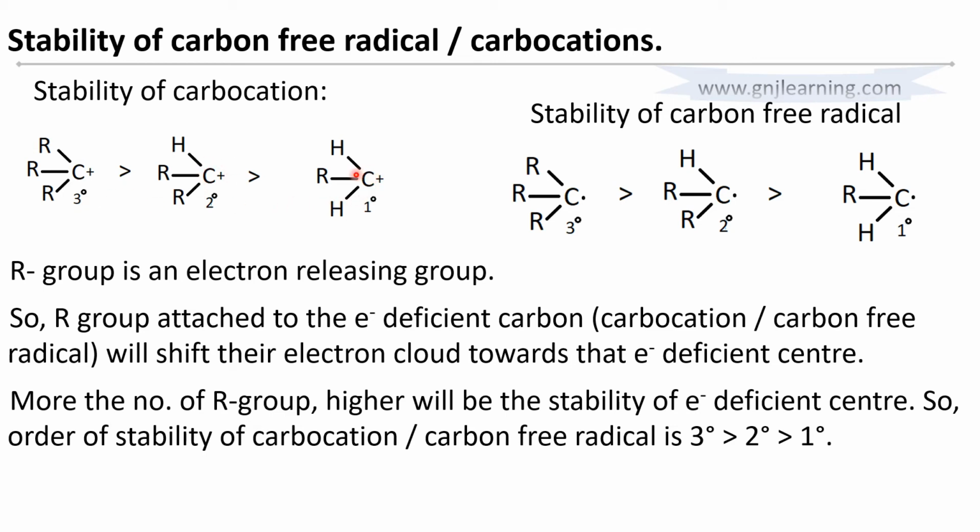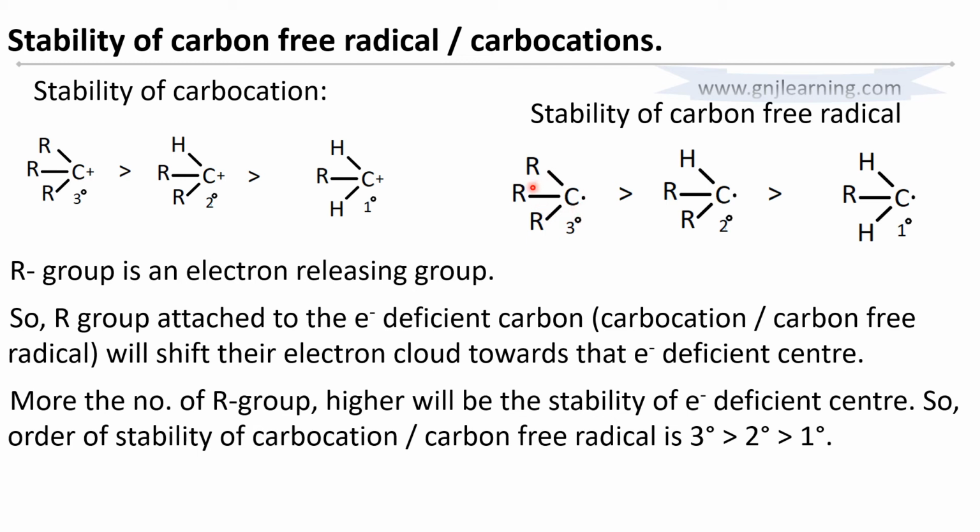And the least will be for R. And if it is a methyl carbocation, it is still less. What is methyl? Instead of R, you will have H here. So the more the number of R groups, the more will be the stability of this carbocation or carbon free radical. The more the number of R groups, the higher the stability of the electron deficient center. Why? Because there will be more electron density on the unbalanced carbon if there are more R groups.